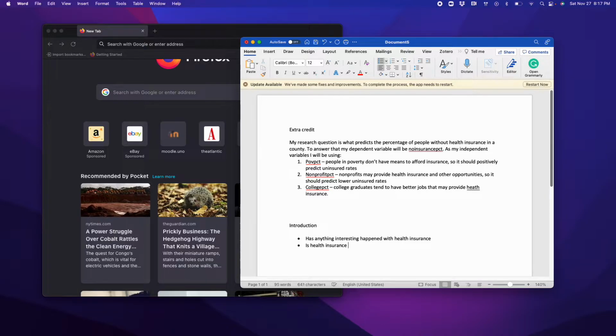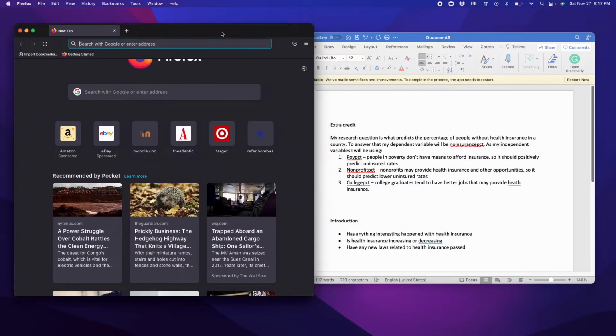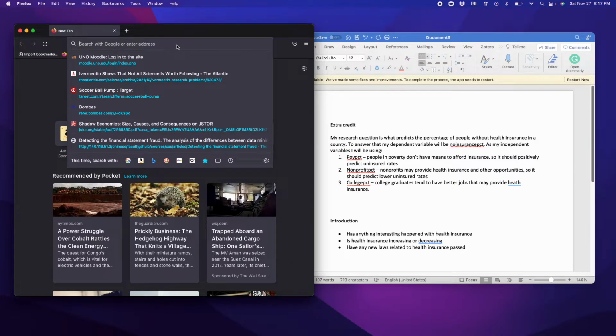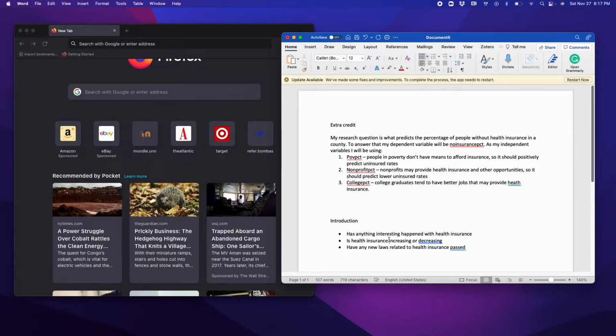Is health insurance increasing or decreasing? Have any new laws related to health insurance passed? These are questions that I might use to begin my search for information to put in the introduction. Some of these I don't know the answer to right off the bat. So I might have to go to Google and try to find sources that will help me understand whether health insurance is increasing or decreasing, whether health insurance rates.